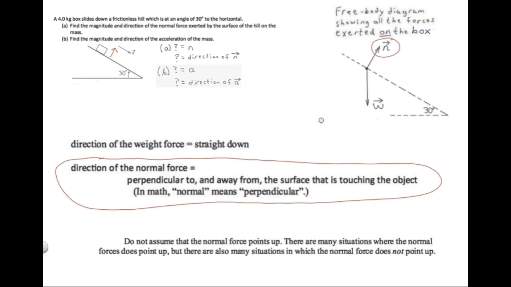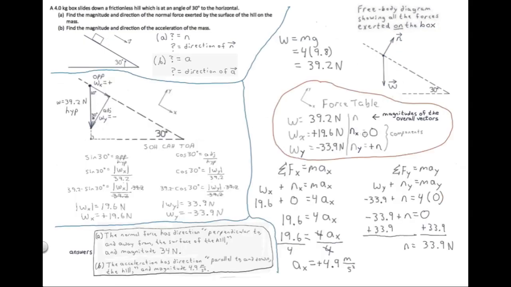In the previous problem in this video series, the normal force pointed up. But I hope that didn't give you the idea that the normal force will always point up. Don't assume that the normal force points up. There are many situations where the normal force does point up, like the previous problem, but there are also many situations in which the normal force does not point up, such as this problem. Use this rule to determine the direction of the normal force. Now we work on the force table.